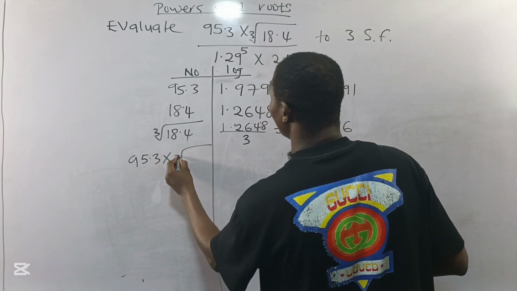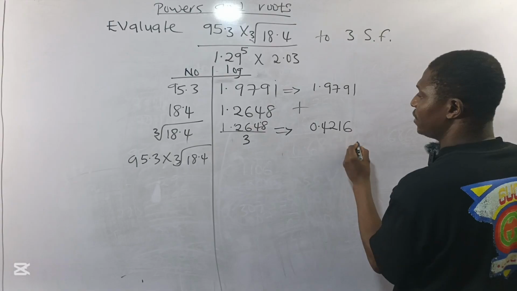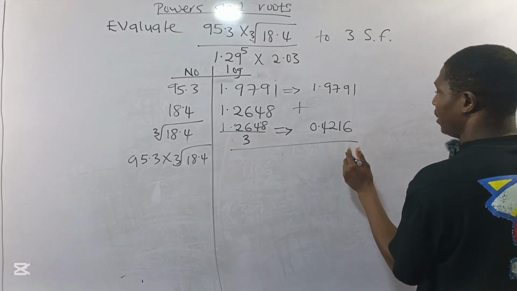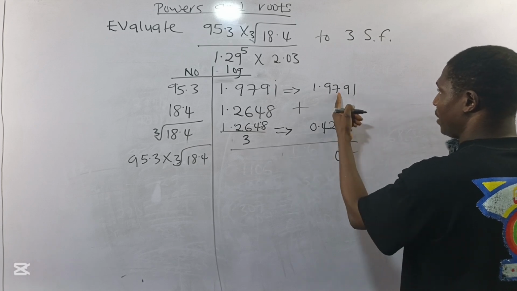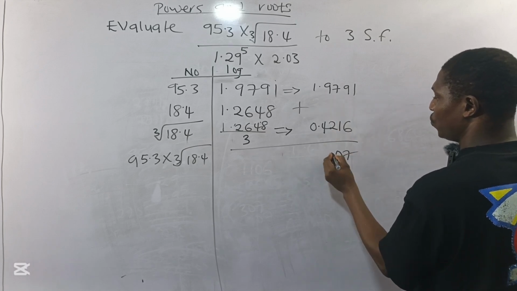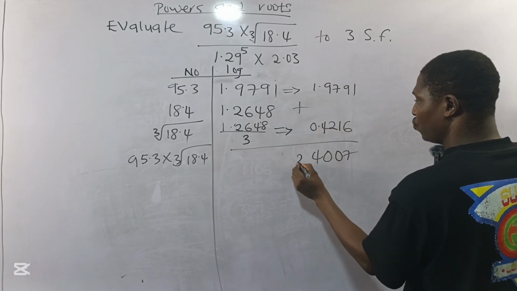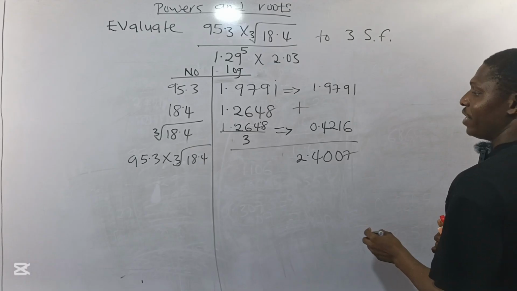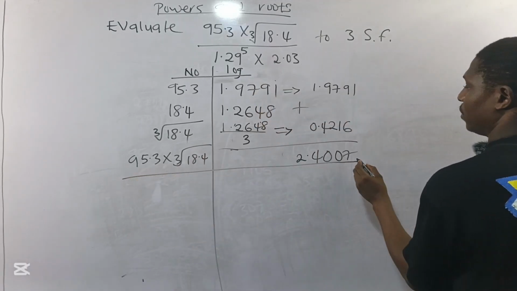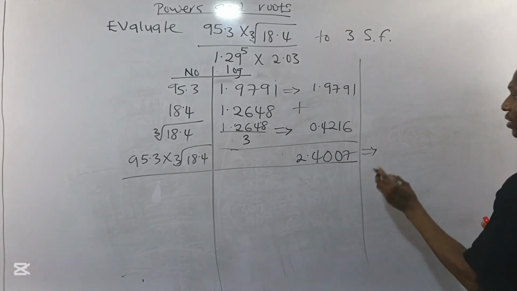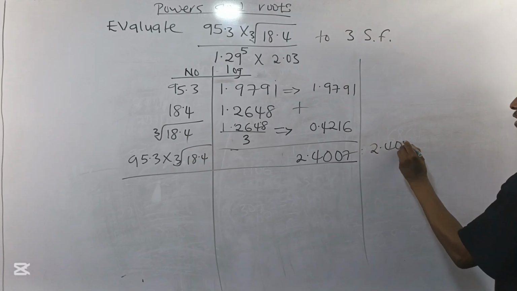Now, because of the multiplication, I will have 95.3 times the third root of 18.4 to give me the sum of this, which is: this will give me 7. This will give me 10, 0 carry 1. This will give me 9 plus 1, 10 also. 0 carry 1. 10, 14, 4 carry 1 plus this one, 2. So I have this as my numerator. I'll push it to the other side to have 2.4007.